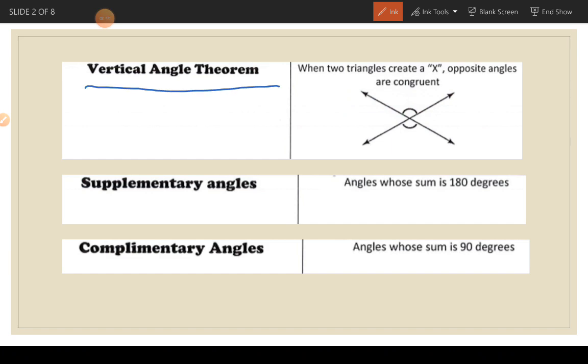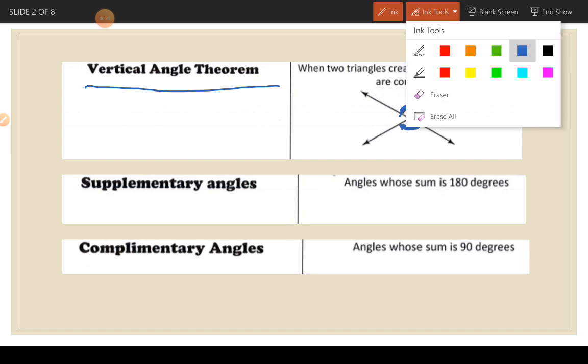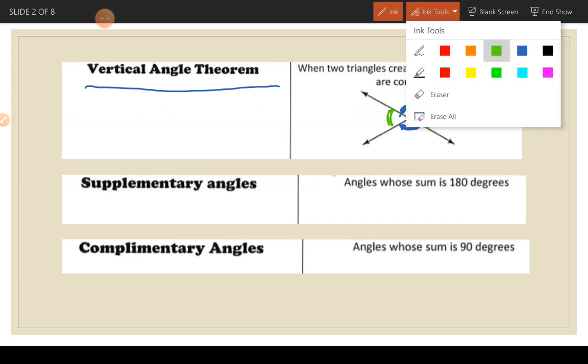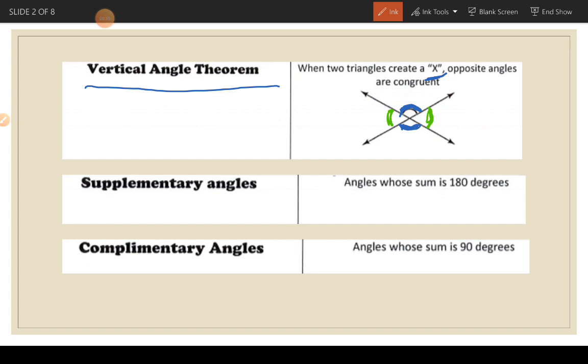Vertical angle theorem. Vertical angle theorem is when two triangles or two lines really create an X. Okay, and what it means is the opposite angles. So this angle on the top and this angle in the bottom are going to be equal, and the angles that are across from each other on the horizontal side are also going to be equal. Okay, so that helps us a lot.